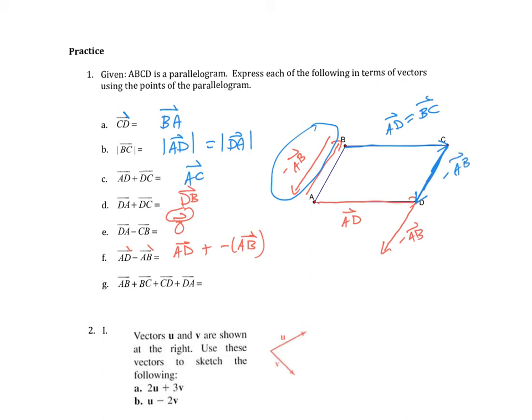So this is negative AB. And then our resultant vector will be from where we started to where we ended, which is going to be connecting B to D. So this is the vector BD. And lastly, let me erase all the stuff that I wrote on here.